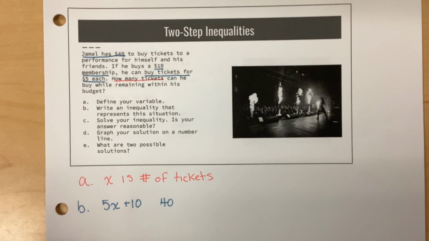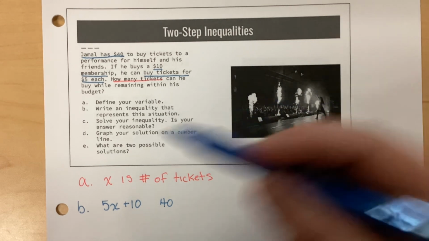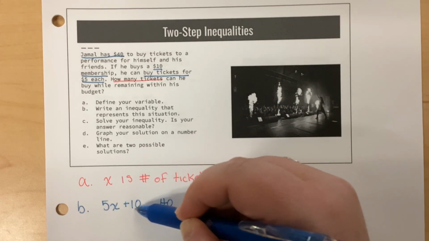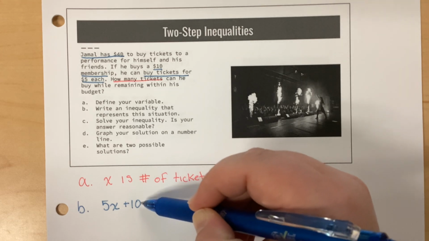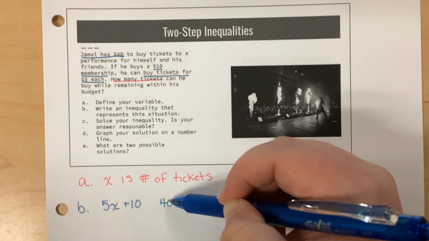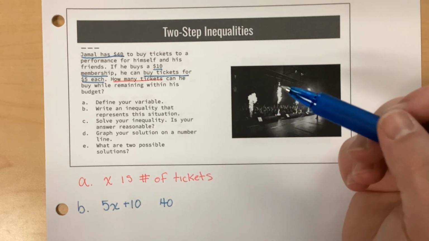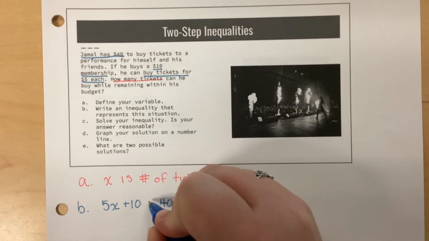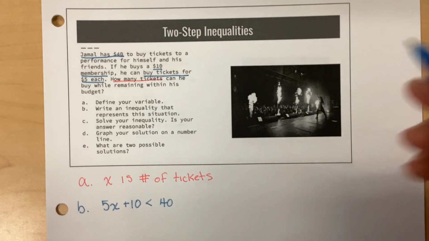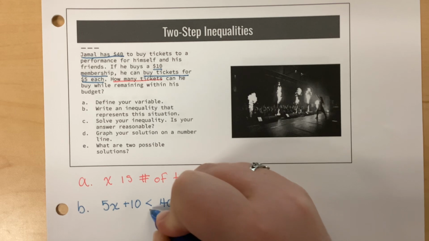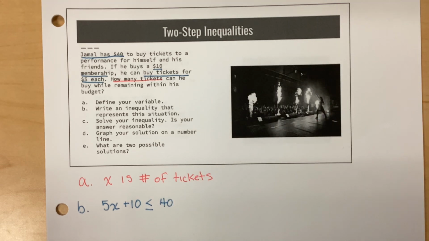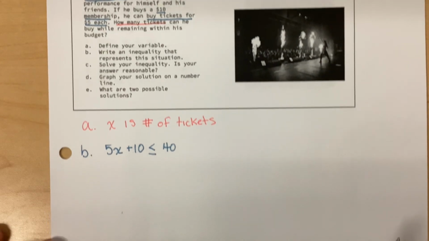Now we have to decide on which way the sign goes. Now, this left side here represents how much money he spends. We know that he only has 40. So this side over here cannot go past $40. So it has to be less than. However, he could also spend all 40, so I'm going to put the or equal to underneath. So that's part B.